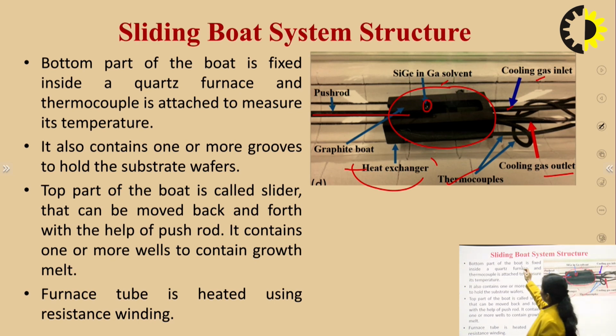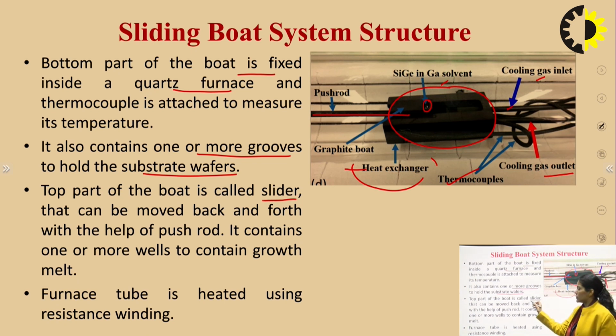Here the bottom part of the board is fixed inside a quartz furnace, and a thermocouple is attached to measure its temperature, because temperature is a very important parameter to attain the desired deposition rate. It also contains one or more grooves to hold the substrate wafers. The top part of the board is called the slider, which moves back and forth with the help of the push rod. It contains one or more wells to contain the growth melt. So there can be multiple grooves containing the substrate and multiple wells containing the growth melts, so that a number of wafers can be handled at a time. Now the furnace tube is heated using resistance winding.